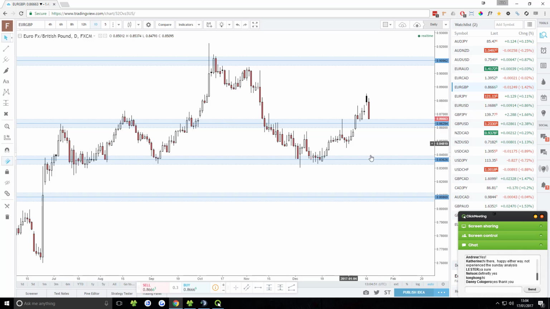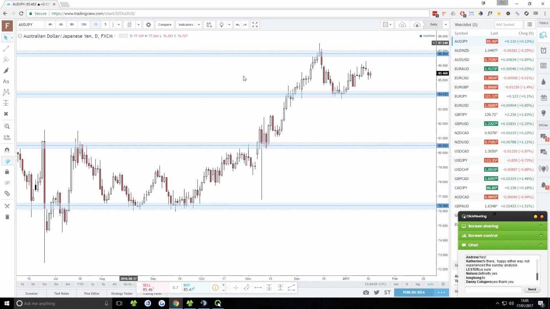But we're going to look at a potential trade setup that might be forming here also. So let's keep a close eye on that one. But anyway, let's start from the start. I'll start from the top of the list and work my way down.